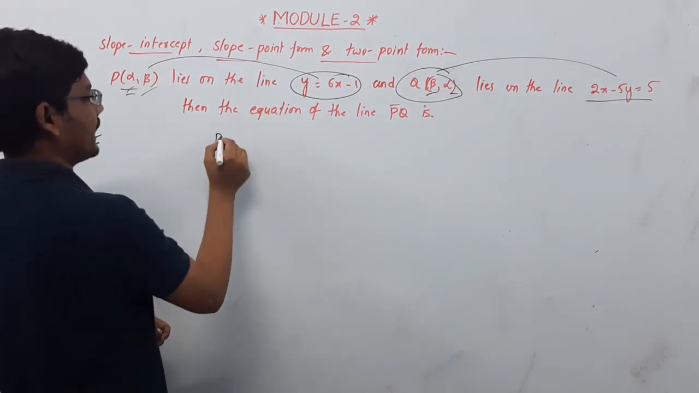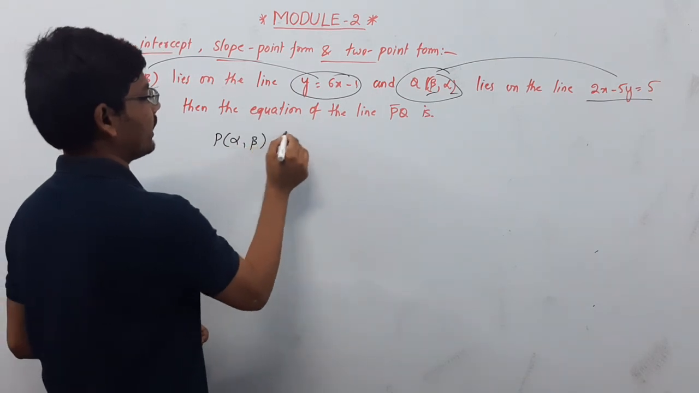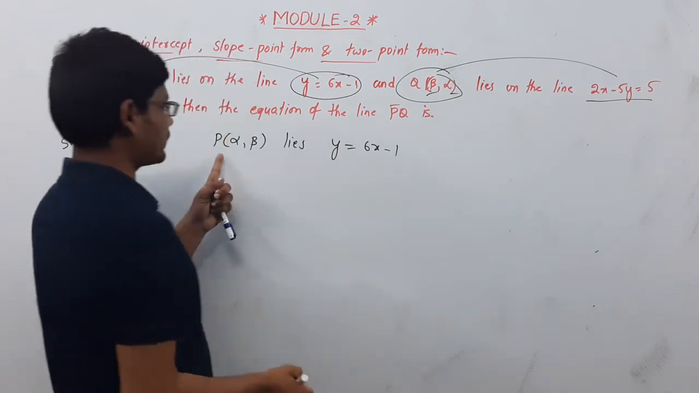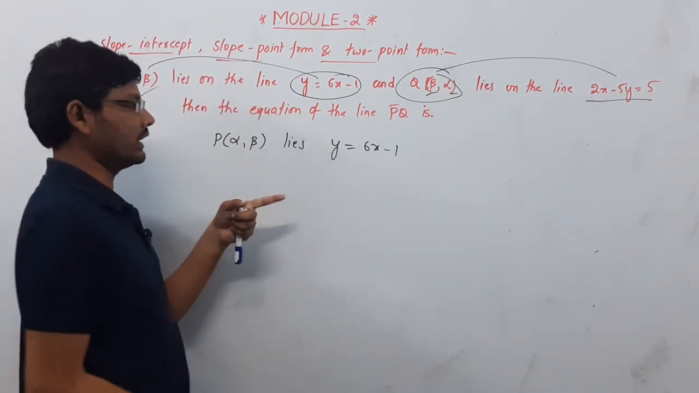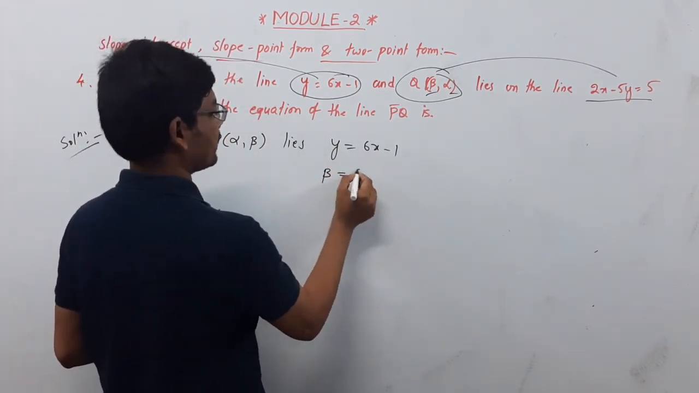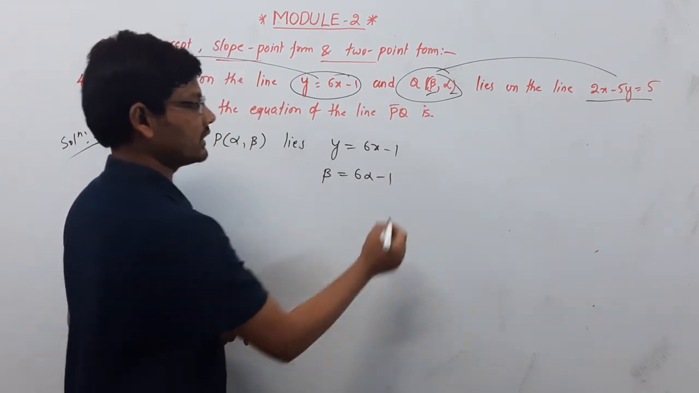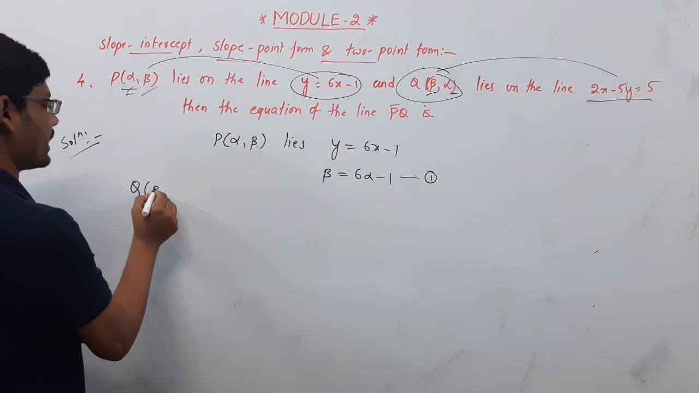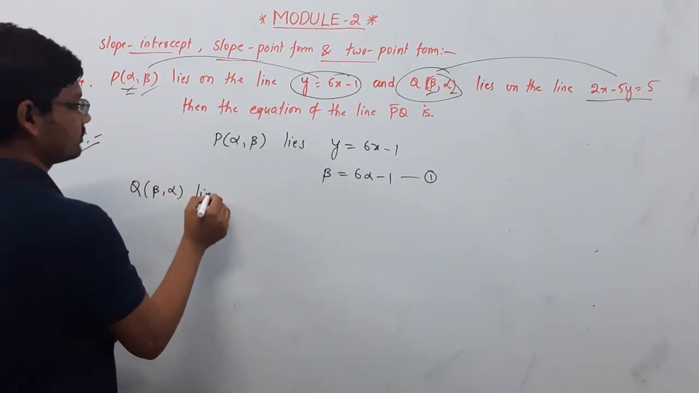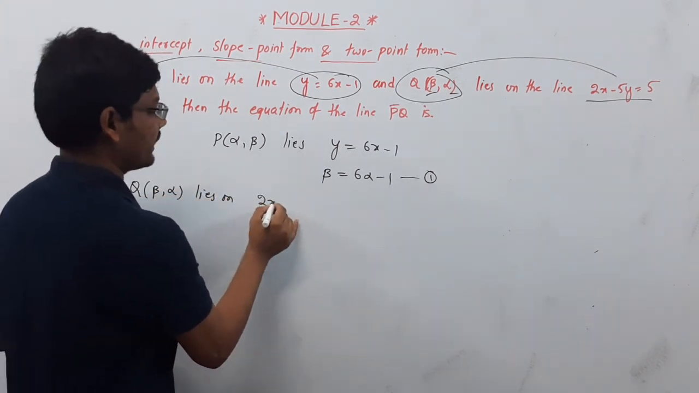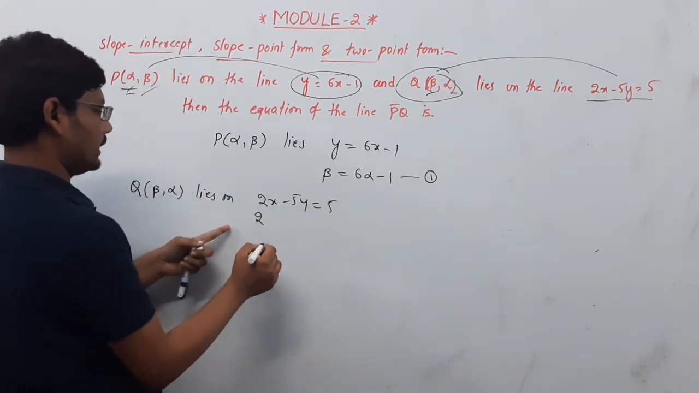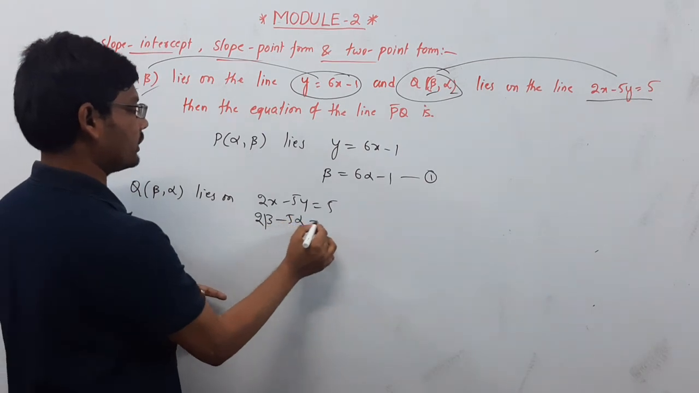First, P of alpha comma beta lies on y is equal to 6x minus 1. If you substitute alpha comma beta for x and y here, beta is equal to 6 alpha minus 1. This is equation number 1. And Q of beta comma alpha lies on 2x minus 5y is equal to 5 here. Let's substitute the beta comma alpha values: 2 beta minus 5 alpha is equal to 5 here.